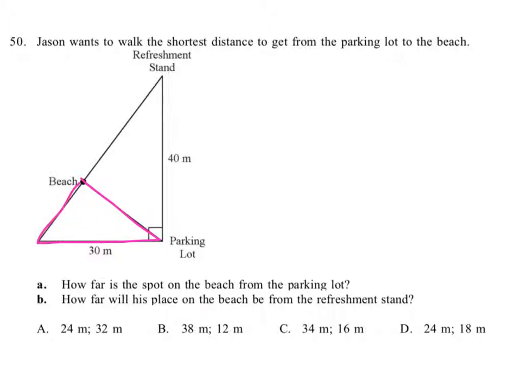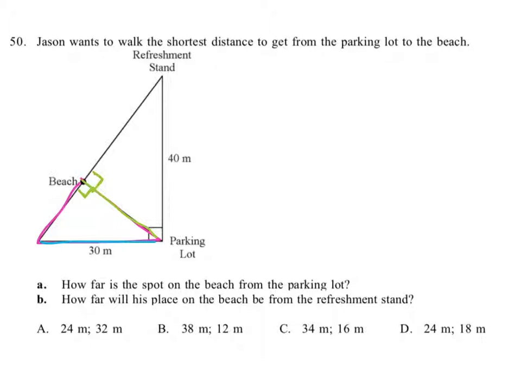This side of 30 is the hypotenuse. How do I know that? Because you get right angles being formed down here by this altitude that's dropped. So this blue side, that's the hypotenuse. That's the longest side of this triangle.